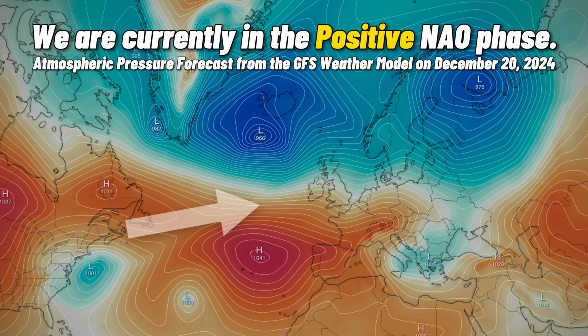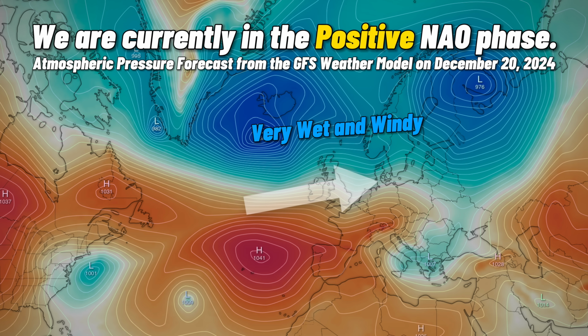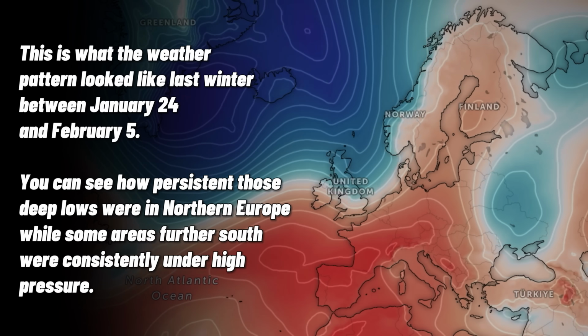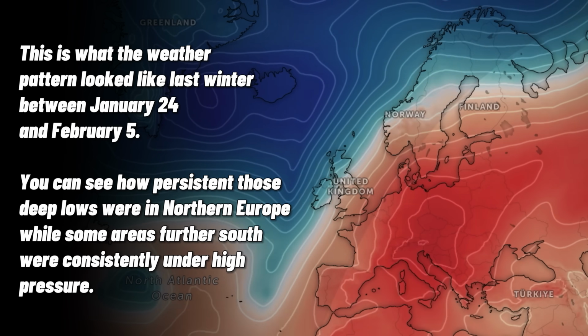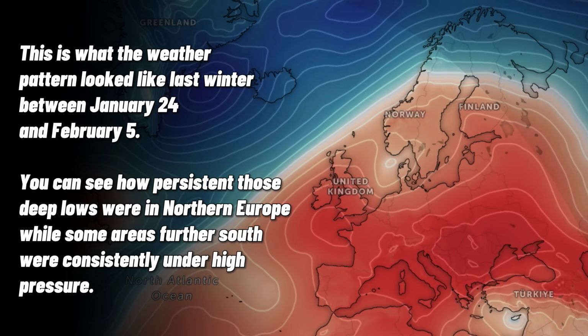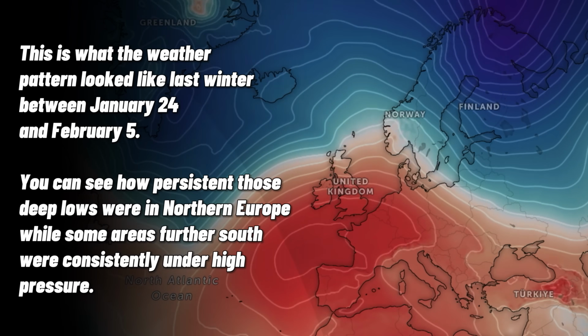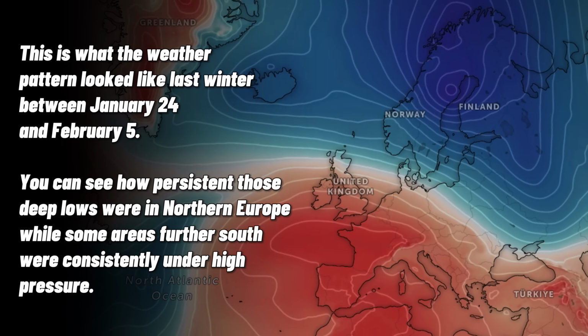This typically leads to a stronger and more zonal jet stream crossing the Atlantic Ocean, bringing lots of rain, wind, and milder air to northern Europe, while areas further south are drier. For reference, this NAO phase was very prevalent last winter, which explains the abundance of rain and damaging windstorms we saw from Ireland and the UK all the way to the Scandinavian peninsula.